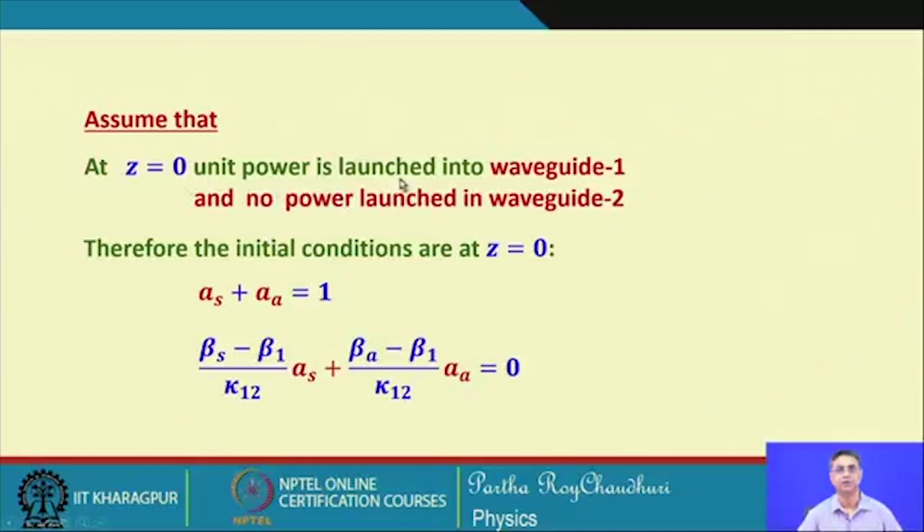The input unit power is launched into waveguide 1 and no power is launched into waveguide 2. Under that condition, we can write A s plus A a equal to 1 at z equal to 0, because you have e to the power of i beta s z and e to the power of minus i beta a z, and both z's are 0. So, this is the total unit amplitude at z equal to 0, and for the second waveguide this will be put equal to 0, because this is the amplitude in the second waveguide, and this is in the first waveguide.